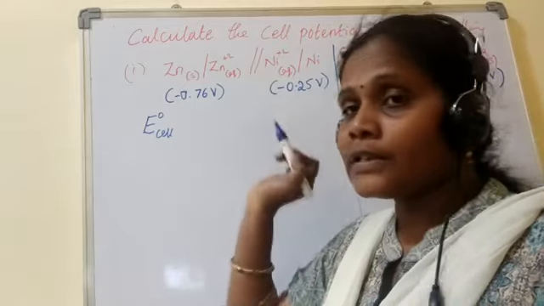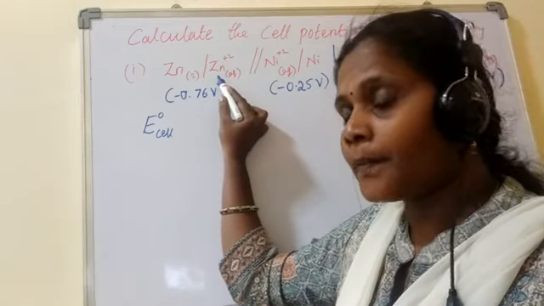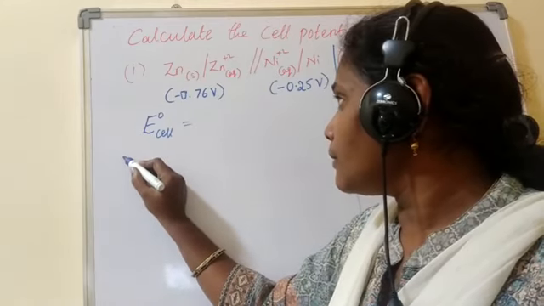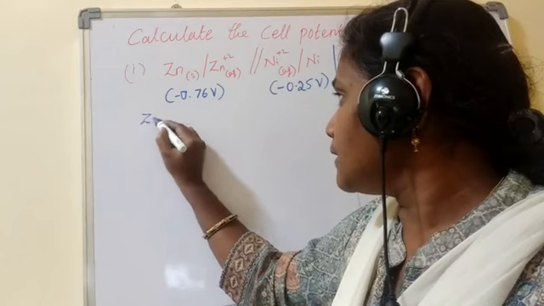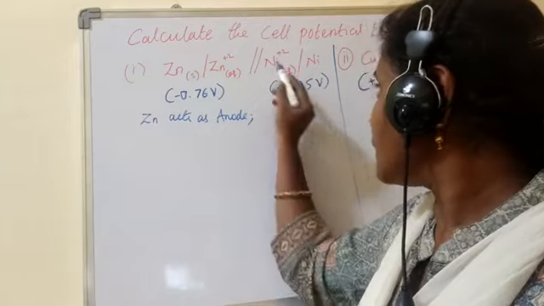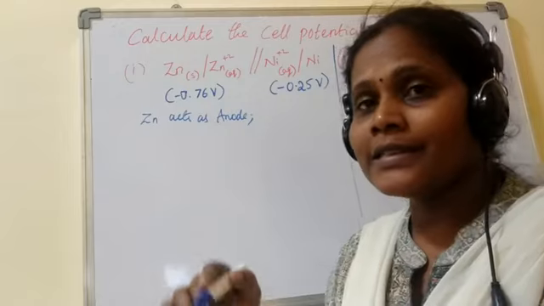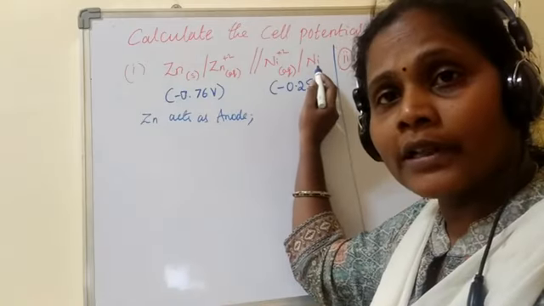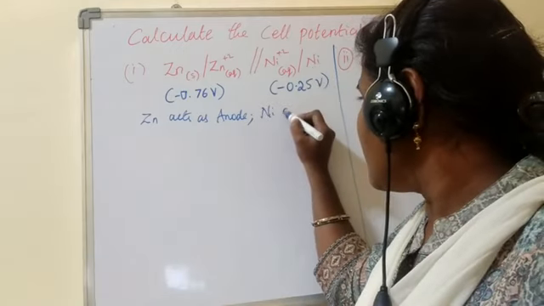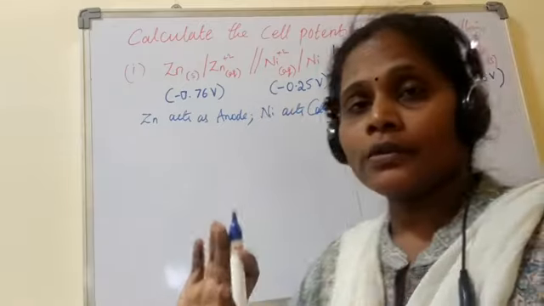So, by looking at this representation, what can we understand? Zinc is undergoing oxidation to zinc plus 2. Therefore, zinc acts as the anode. And nickel plus 2 is converting into nickel, that means by accepting 2 electrons, nickel plus 2 is converting into nickel. That is, nickel plus 2 is undergoing reduction. Reduction means it acts as the cathode. Right?